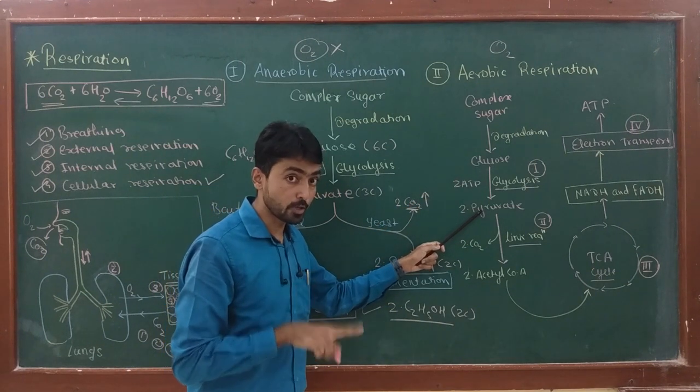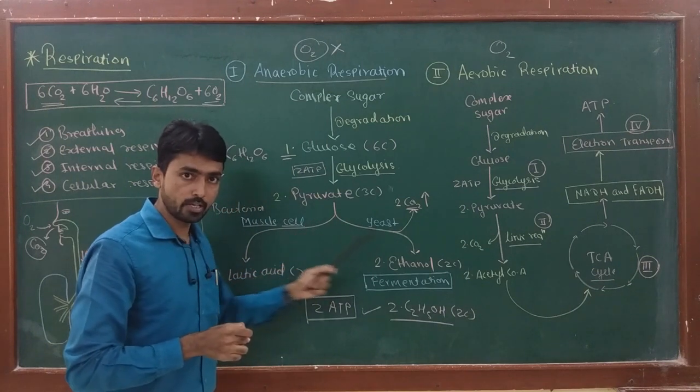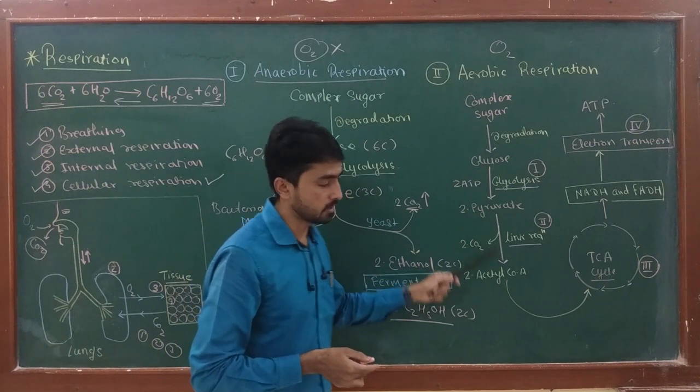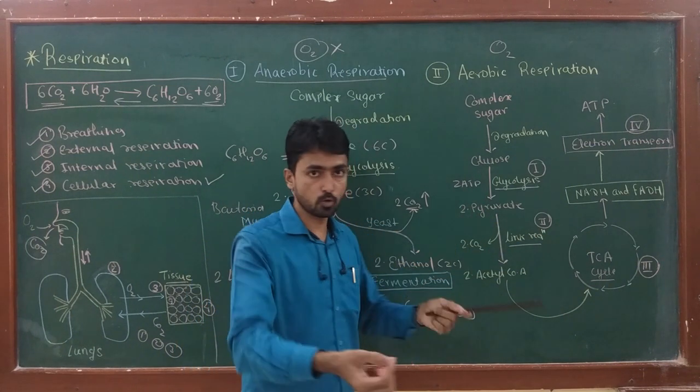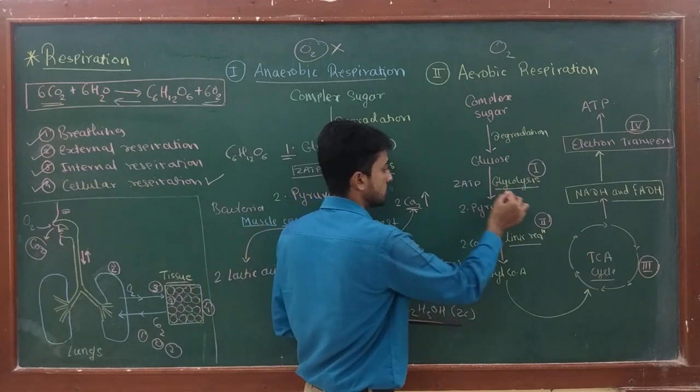And once pyruvate is produced, now due to the presence of oxygen, instead of going into anaerobic respiration or fermentation, this pyruvate enters into aerobic respiration. When glucose enters the cell, glycolysis takes place in the cytoplasm.